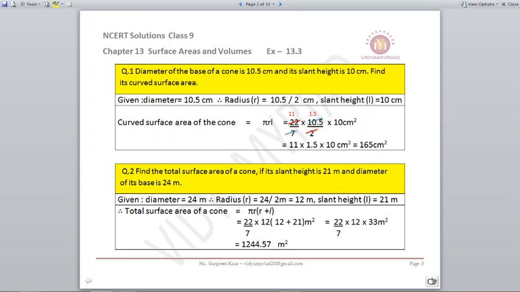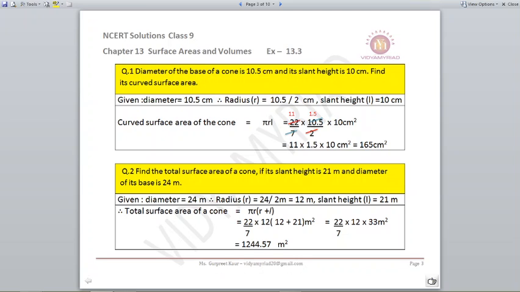Question number 1. Diameter of the base of a cone is 10.5 centimeters and its slant height is 10 centimeters. Find the curved surface area. Now CSA of the cone means pi r L. I don't need diameter, I need radius. Diameter is given to you as 10.5. So what is radius? It will be half of the diameter, that is divided by 2. Slant height will be 10 centimeters.